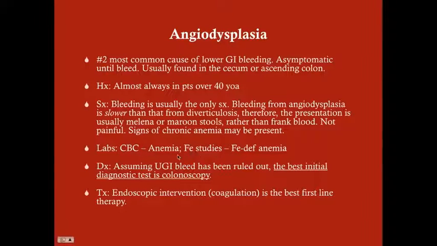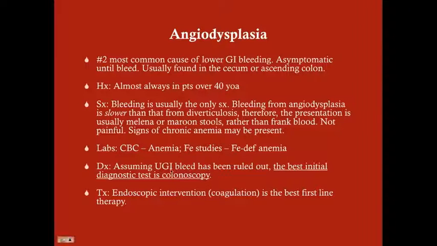Labs, pretty much the same as what you would have elsewhere. CBC would show anemia. Iron studies would show iron deficiency anemia. That just shows that you've got blood loss. For diagnosis, assuming that an upper GI bleed's been ruled out, the best initial diagnostic test is colonoscopy. So, this, just like the bleeding diverticuli, has sort of the same workup. The only difference is that it's the number 2 most common rather than the most common, and also that this is a slower bleed, and so it would show melena or maroon stools as opposed to maroon stools or bright red blood, frank blood.